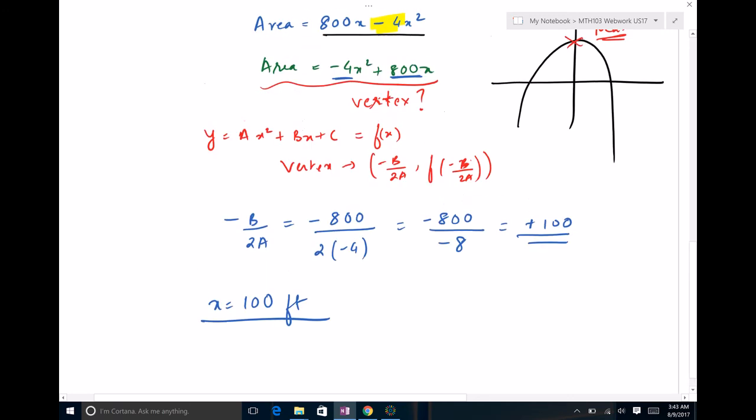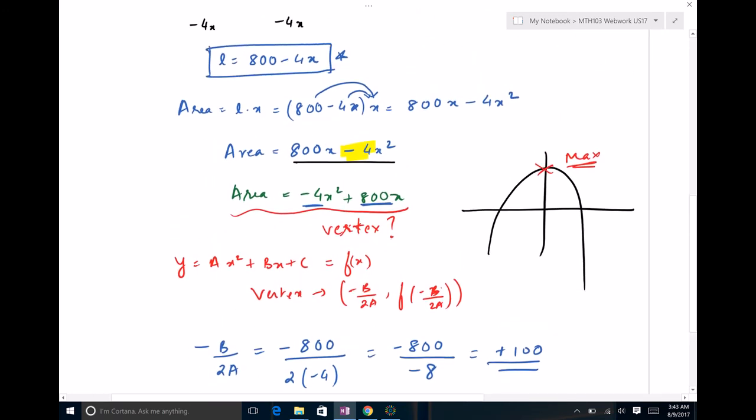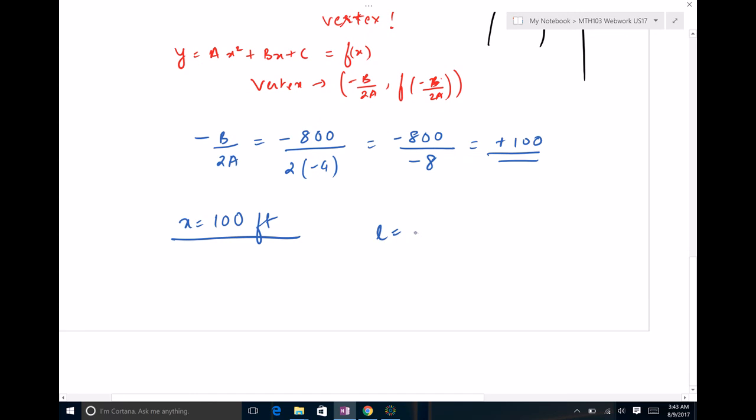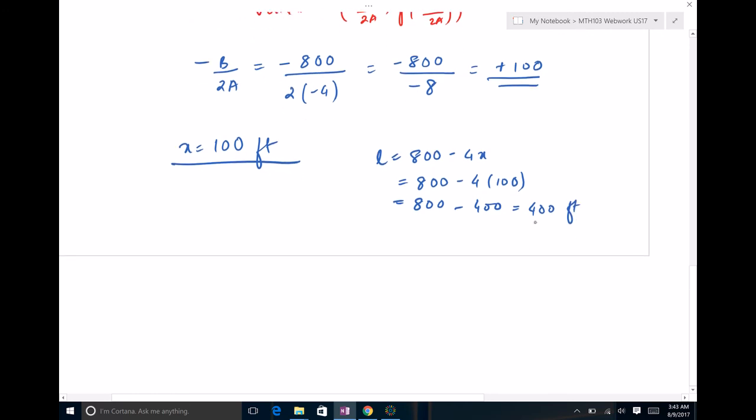To find the value of L, we have an equation for L in terms of X. We know that L is 800 minus 4 times X. So that will be 800 minus 4 times 100, which is 800 minus 400, which is 400 feet. So we have the width is 100 feet and the length is 400 feet. These are the dimensions that you need.